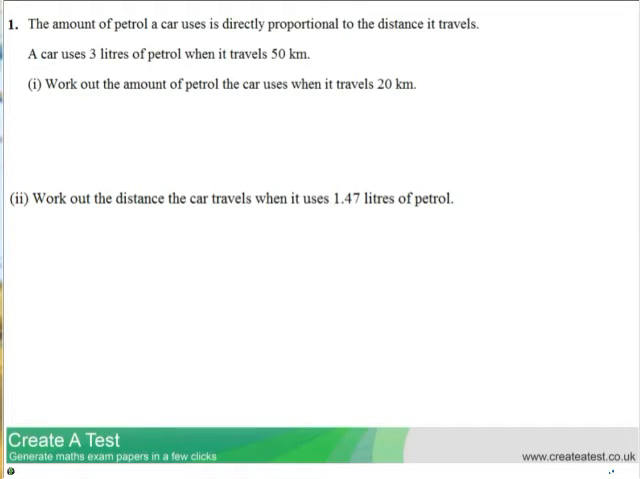A lot of people who have seen a lot of my questions before know that I like to work in terms of ratios. So we're going to start off by writing a ratio. This side looks at litres, this side looks at kilometres.